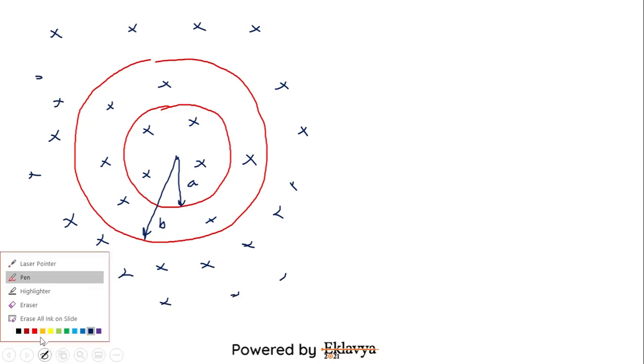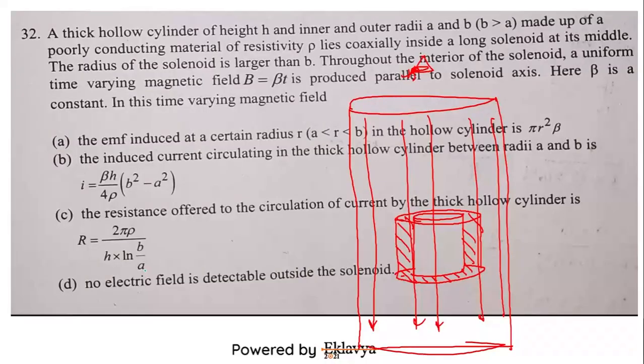So for starters, we can tell that there will be electric field lines like this. These electric field lines will cause current in the cylinder, and the current will move along the path of the electric field line, just as I'm drawing the electric field line. So current will flow in a similar manner. Let's now read the options.